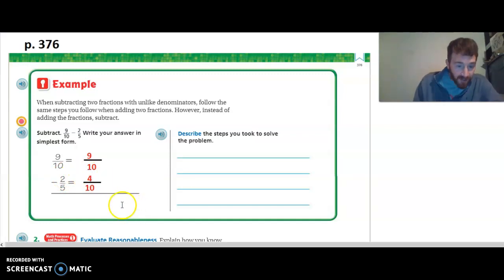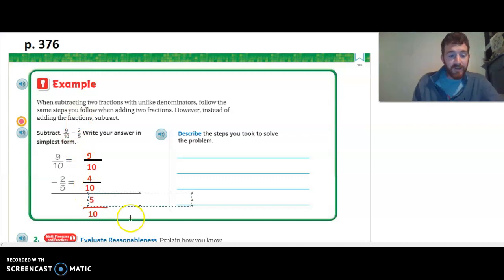Okay, so now I can make a common denominator. I can add and subtract. Here I'm going to subtract. Again, my tenths are going to stay tenths. And 9 minus 4 is what we're doing now. So 9 minus 4 would be 5. Okay, so we get 5/10 is our answer.